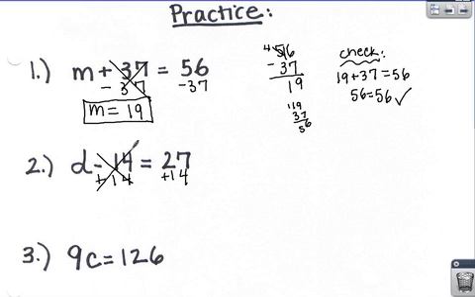Negative 14 and positive 14 cancel out, so I'm left with d equals, and now I can add 27 plus 14, 41.